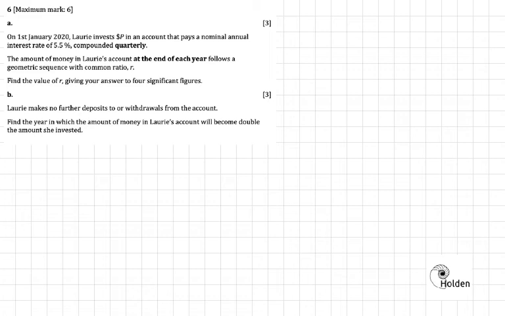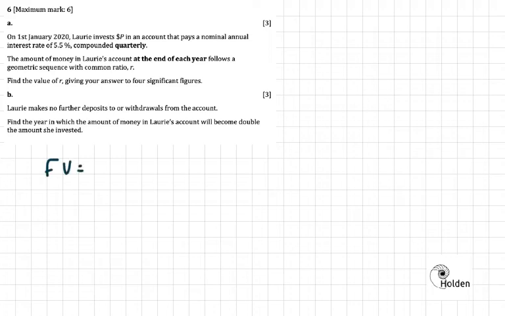Laurie makes no further deposits. Find the year in which the amount of money in Laurie's account will become double the amount she invested. Okay, let's do part A first. So, probably reaching for your formula pack. Your formula pack does have a value for compound interest.